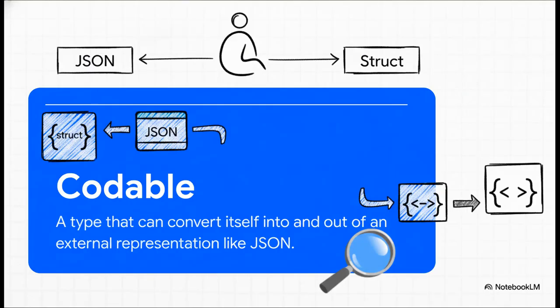So what is this Codable thing really? Well, it's actually a combination of two other protocols, Encodable and Decodable. When you make your type conform to Codable, you're basically teaching it how to turn itself into JSON and, more importantly for us right now, how to create itself from JSON. It's a two-way street, and the best part is, Swift does almost all the work for you.